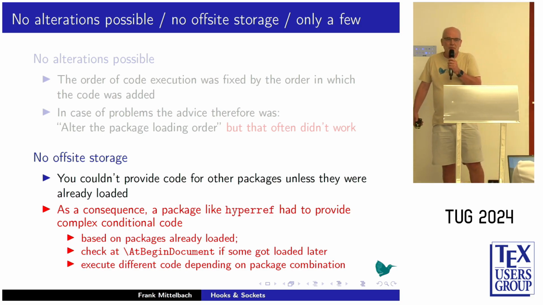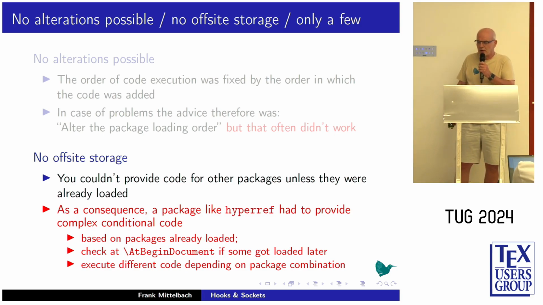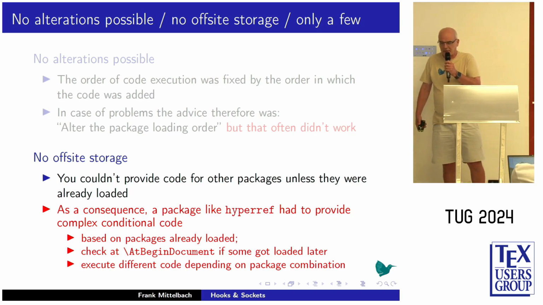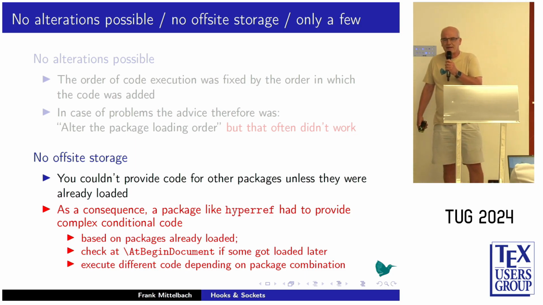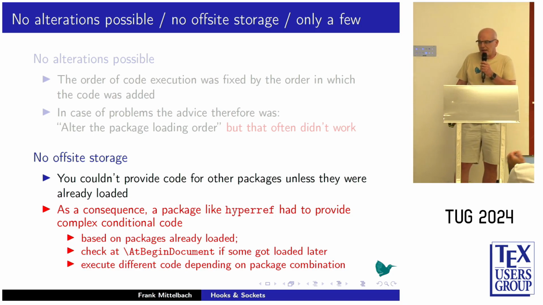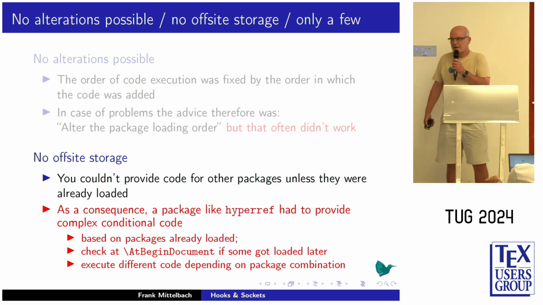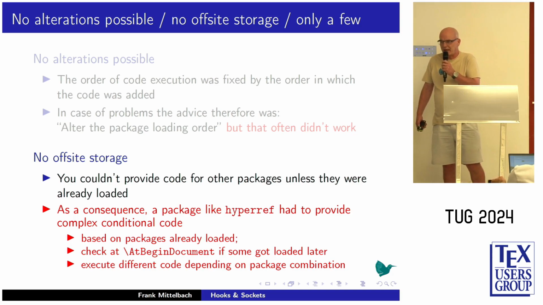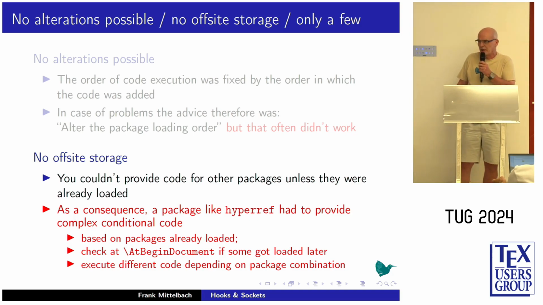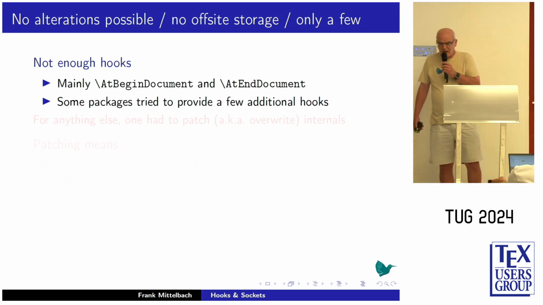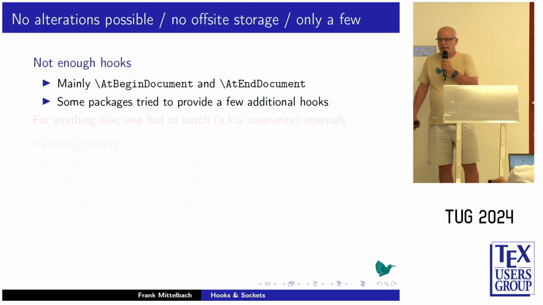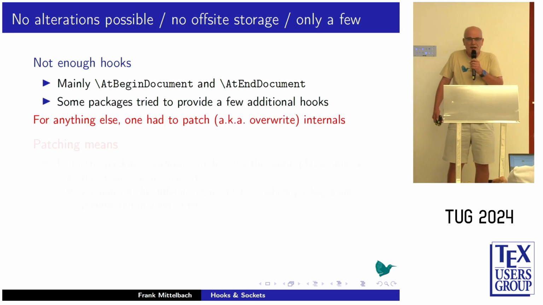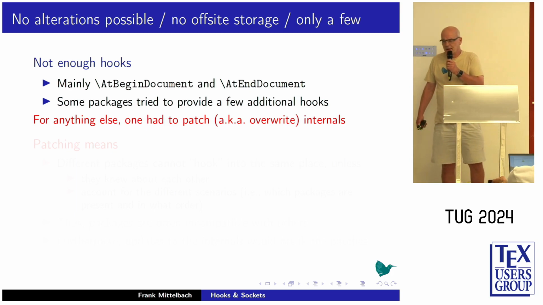It depends on the combination of what kind of hooks have been, what kind of packages have been loaded, and so it's an extremely complicated and messy code then. And this is one of the problems why, well, so often it just made packages incompatible to each other if they were loaded together. And then, as I said, 2E had essentially only a few hooks available, and the rest means patching. And patching means overwriting internals.